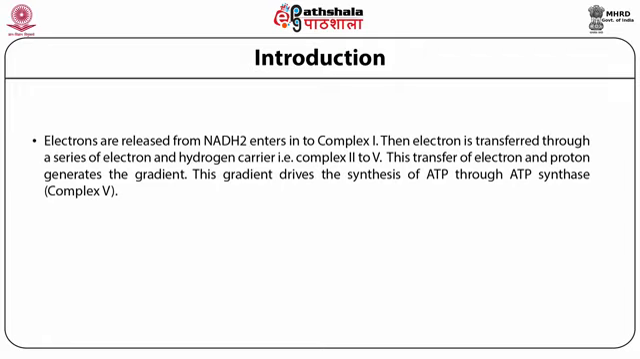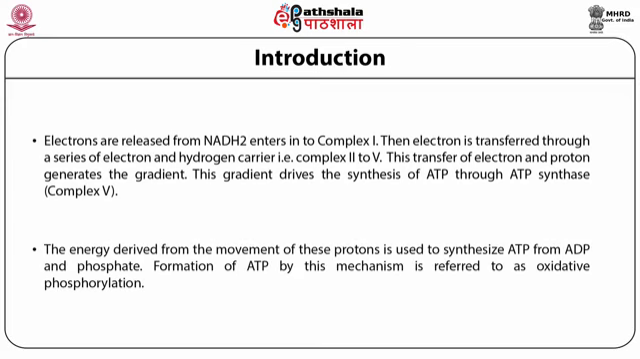So ultimately we learn that during glycolysis, the TCA cycle and the fate of pyruvate, these reactions release NADH and FADH2. This NADH and FADH2 release the electrons to the electron transport chain. The movement of electrons in the electron transport chain generates the gradient of hydrogen ions. This gradient drives the synthesis of ATP through complex 5, ATP synthase. The energy derived from the movement of these protons is used to synthesize ATP from ADP and inorganic phosphate. Formation of ATP in such a mechanism is known as oxidative phosphorylation.